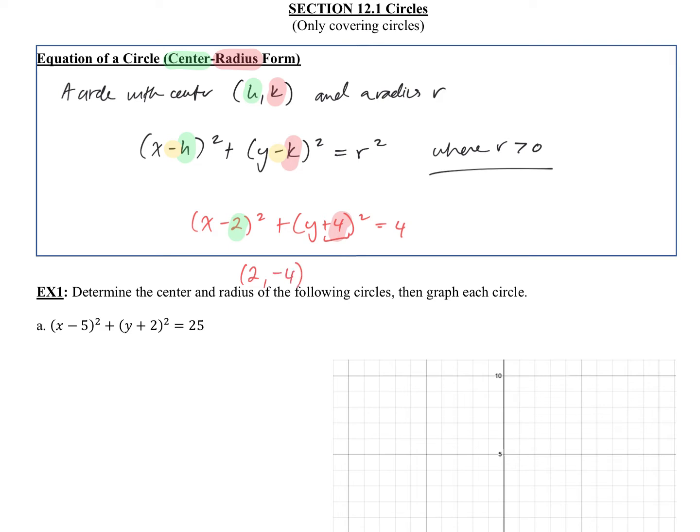Kind of interesting, but that is how the formula works. And then what would the radius be for this example? Well, the radius is equal to this number on the side, so we know that r^2 must equal 4. So you have to be careful. It's the radius squared that is that number. So in order to find the radius, we have to take the square root of both sides, and r equals plus or minus the square root of 4, which is 2. But we only take the positive because radiuses can't be negative, so the radius would be positive 2. Okay, so that's just an example.